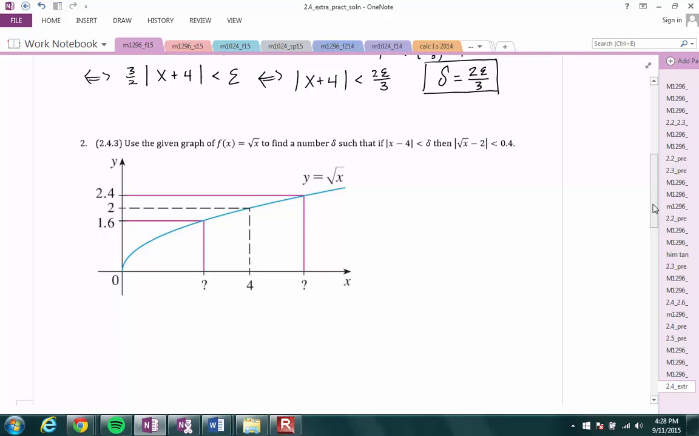Now this is really similar to the second example I did in class, but it has a little bit of a twist here and there, and it's presented in a slightly different way. We pretty much do the same thing here. We're trying to find the delta, and we're not given an epsilon directly, but if you notice, we're given it implicitly.